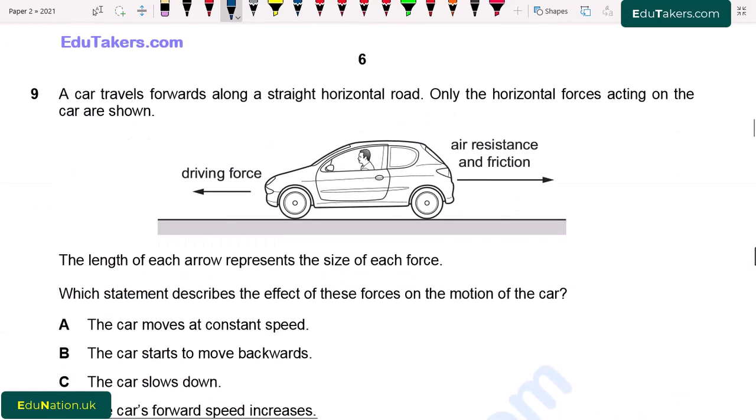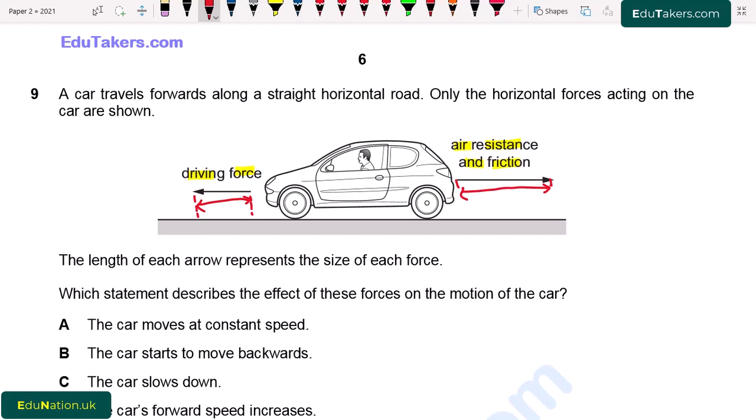Next question, question number 9. A car travels forward along a straight horizontal road. Only the horizontal forces acting on the car are shown. So there are two forces acting on the car: air resistance and friction, and the driving force. First of all, we see the magnitude of these forces. The magnitude of the driving force is the length of this arrow, while the magnitude of the air resistance and friction is shown by this distance. This is the length of this arrow.